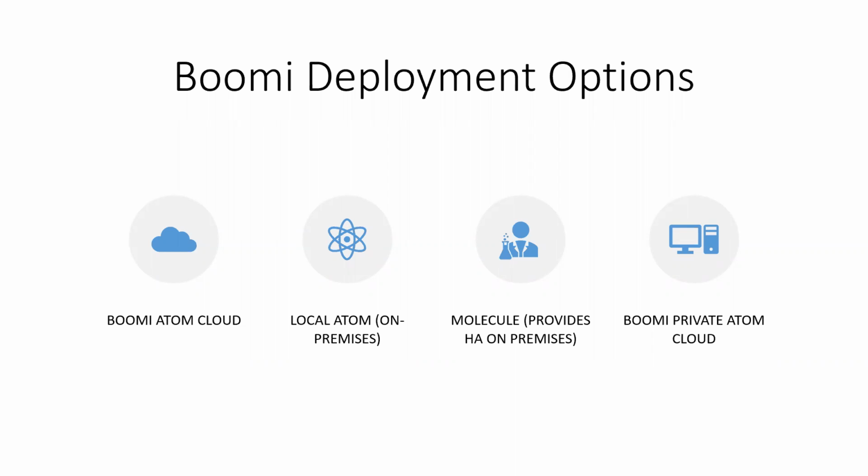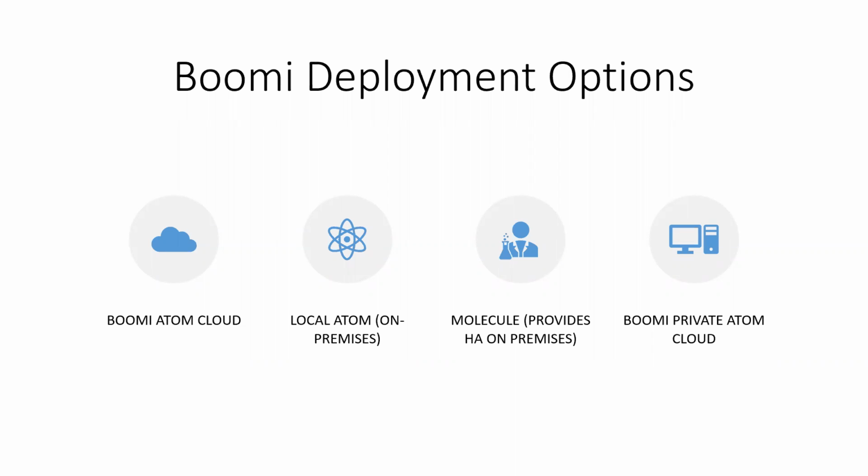So one is the Boomi Atom Cloud. Boomi Atom Cloud is a managed service. It's completely managed by Boomi, and you don't have to worry about any scalability, high availability, patching, or upgradation. Everything will be taken care of by Boomi. Then comes the local Atom. Local atoms can be set up on your private cloud or public cloud, or it can be on your corporate data center. Then there's something called molecules also.